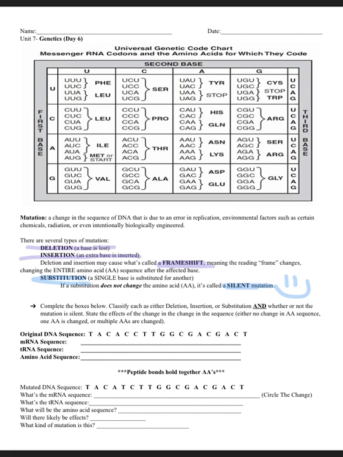Down below, you're going to classify in each box if it is a deletion, insertion, or substitution, and whether or not the mutation is silent. You're going to state the effects of the change in the sequence, either no change in amino acid sequence or one change or multiple.